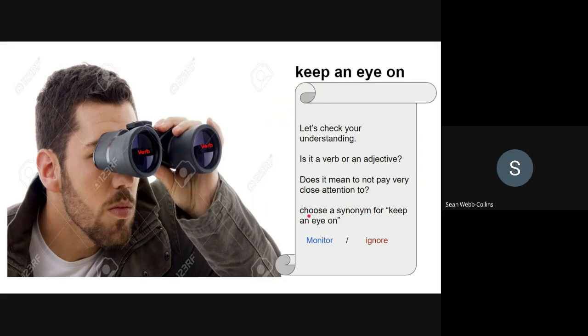And choose a synonym for keep an eye on: ignore or monitor. And we just revealed that to keep an eye on something means to watch closely. So the answer must be to monitor. For example, teachers monitor student behavior in class. They keep an eye on student behavior.